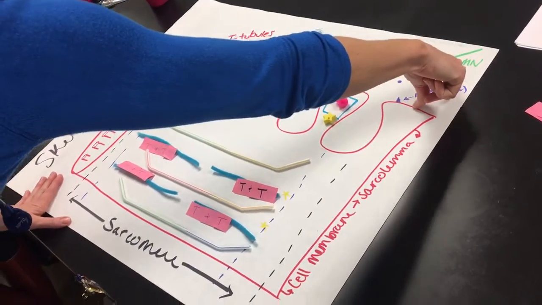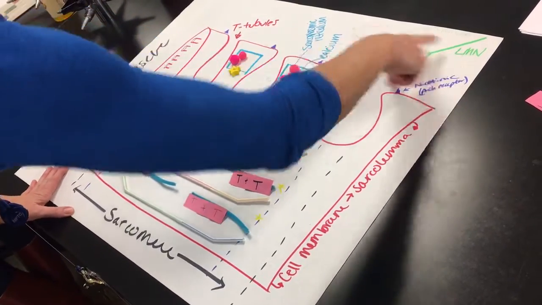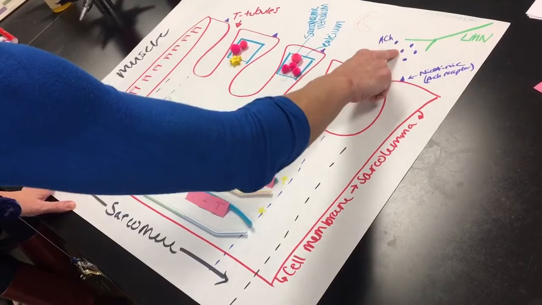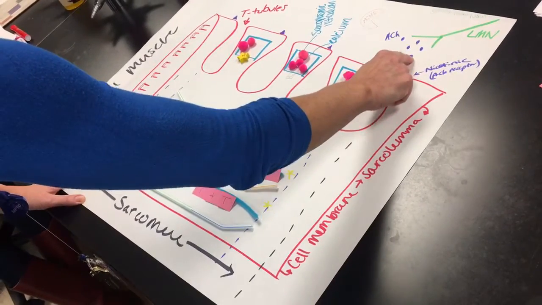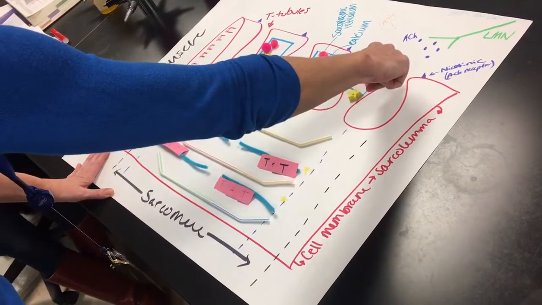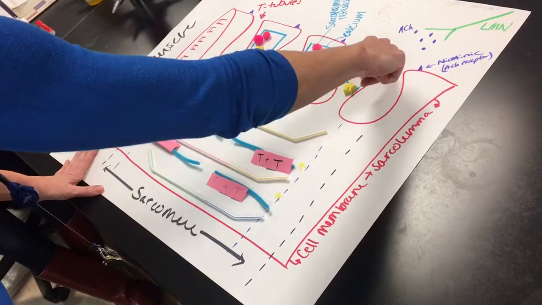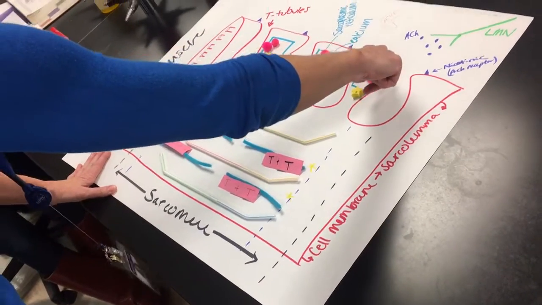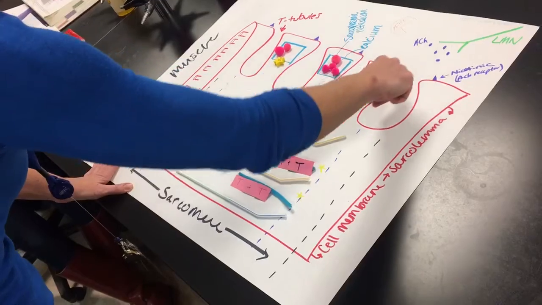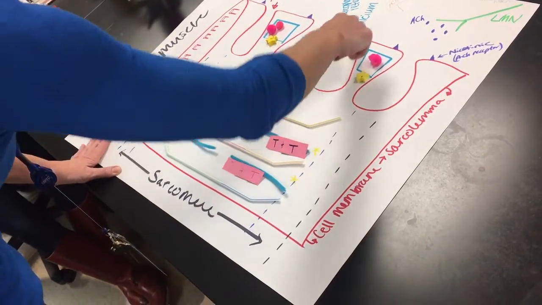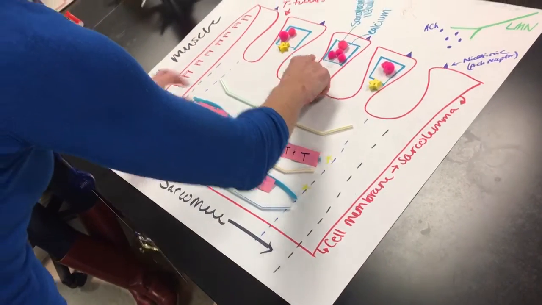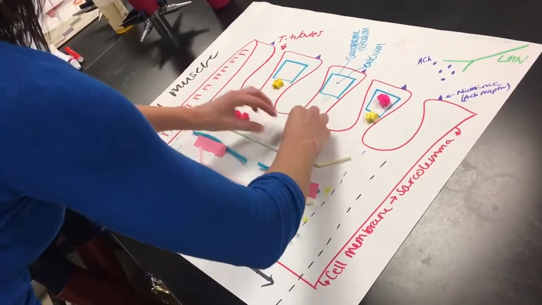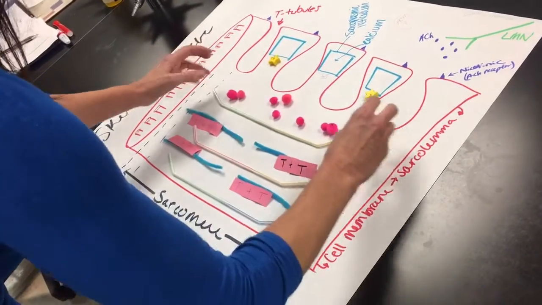Okay, so the lower motor neuron or somatic motor neuron is going to come to a skeletal muscle cell. It's going to release the neurotransmitter ACh. ACh is going to bind to a nicotinic receptor on the sarcolemma of the skeletal muscle cell. What's going to happen is the action potential is going to travel down all of these T tubules, and that's going to release calcium into the cell.